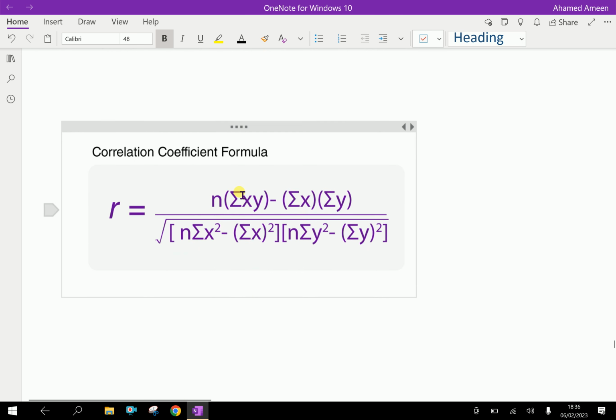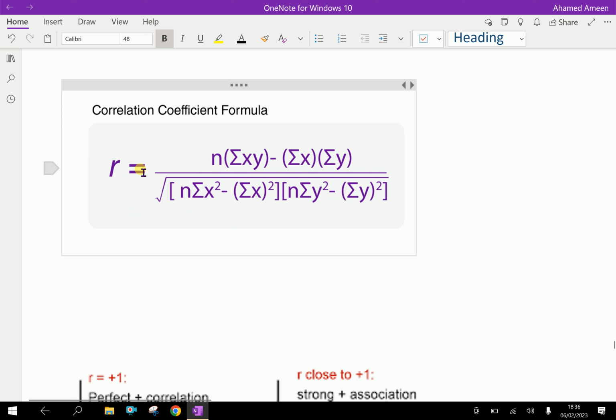Now, the linear correlation coefficient formula: r equals n times sigma xy minus sigma x times sigma y, divided by the square root of [n sigma x square minus (sigma x) whole square] times [n sigma y square minus (sigma y) whole square]. Here n is the number of data points. We multiply the x variables and y variables, and we have to find sigma x and sigma y and the squares under the square root.